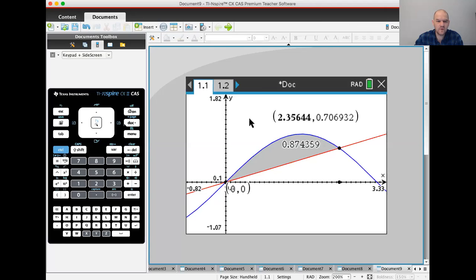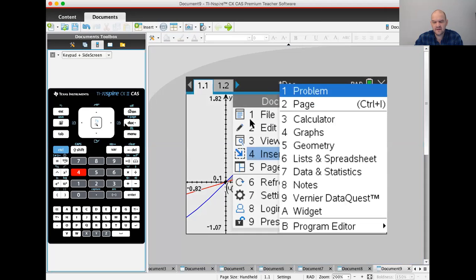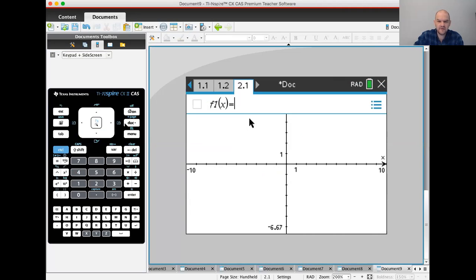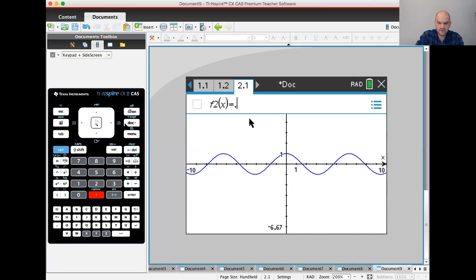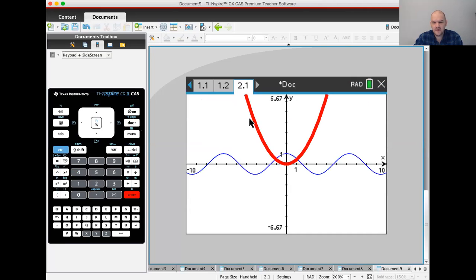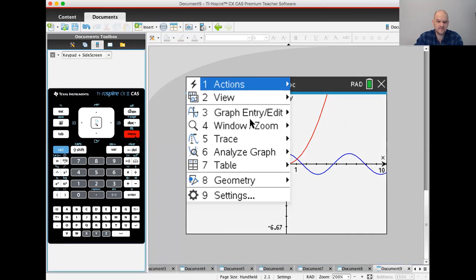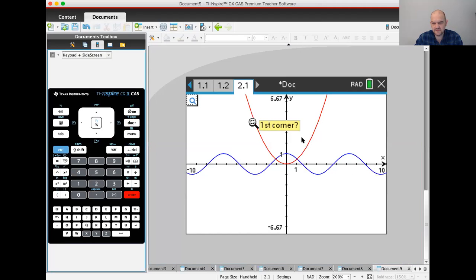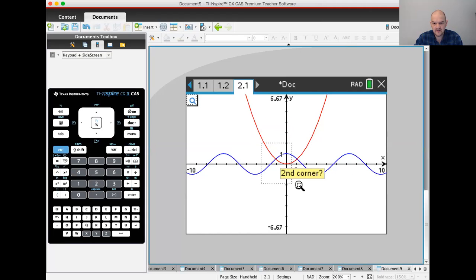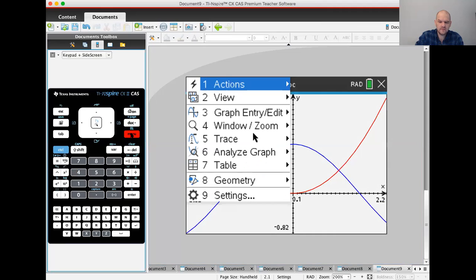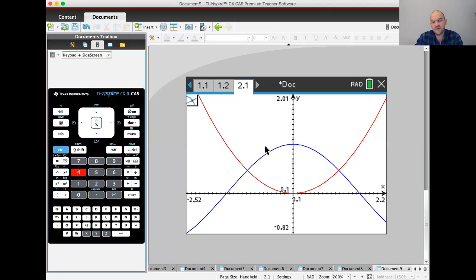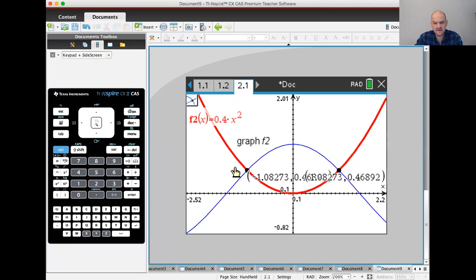All right, so what did we learn last time? So let's start a new problem and graph page. Cosine of x, and then 0.4x squared. All right, we talked about getting a good window, so let's do that. Zoom box is definitely your best friend on that. So we get a good window. We're going to do menu 8, 1, 4 to get my intersections. Menu 8, 1, 3 if you have the original CX, or maybe anything older than that.